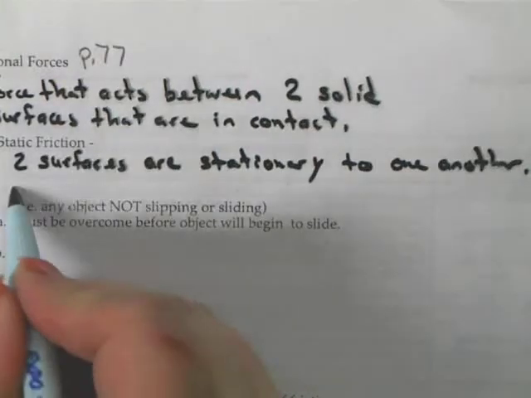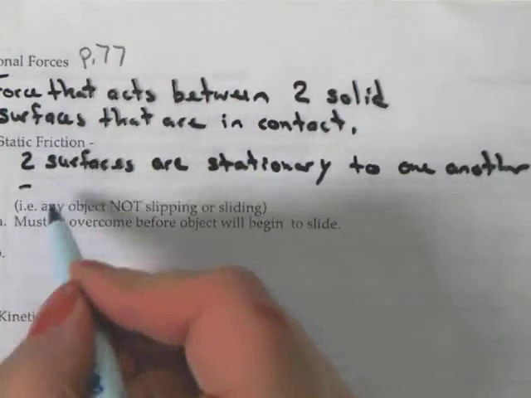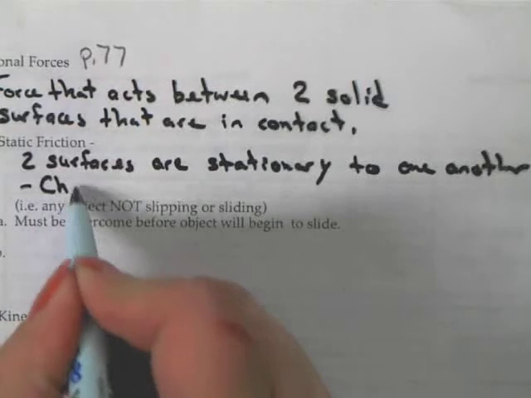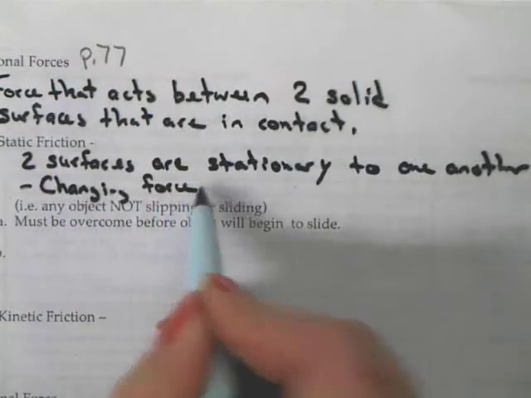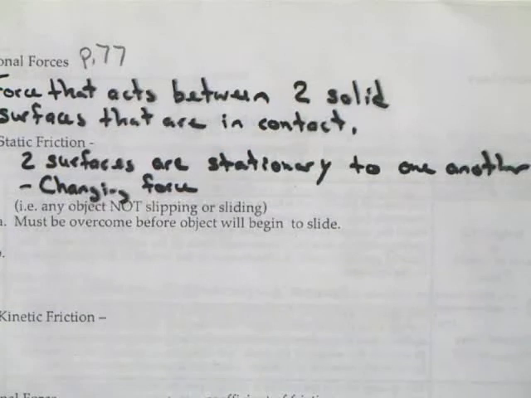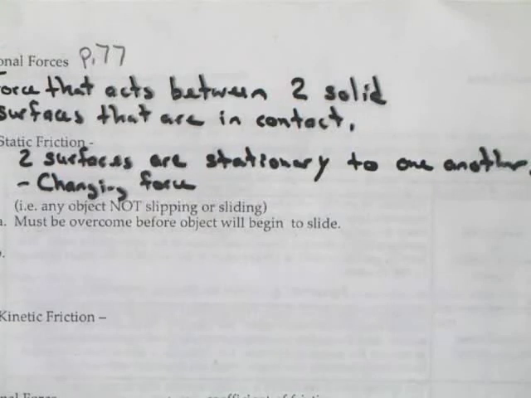Now, static friction is unique because this force is a changing force. It's not a constant force. What do I mean by that? I mean that if you start pushing on the object and it doesn't move, the static friction is pushing back with the same amount of force. If you increase the push force that you're applying to the object and it still doesn't move, static friction has increased to balance out your push force.